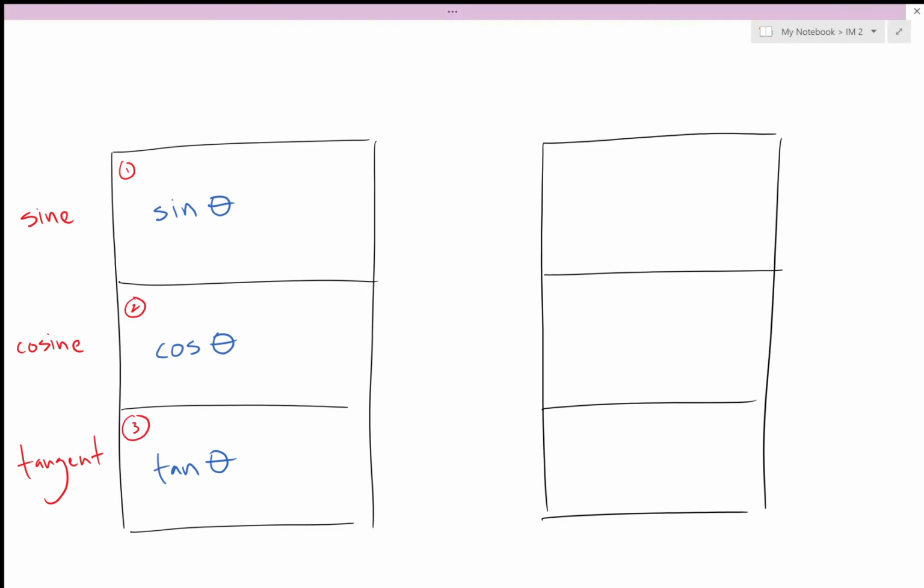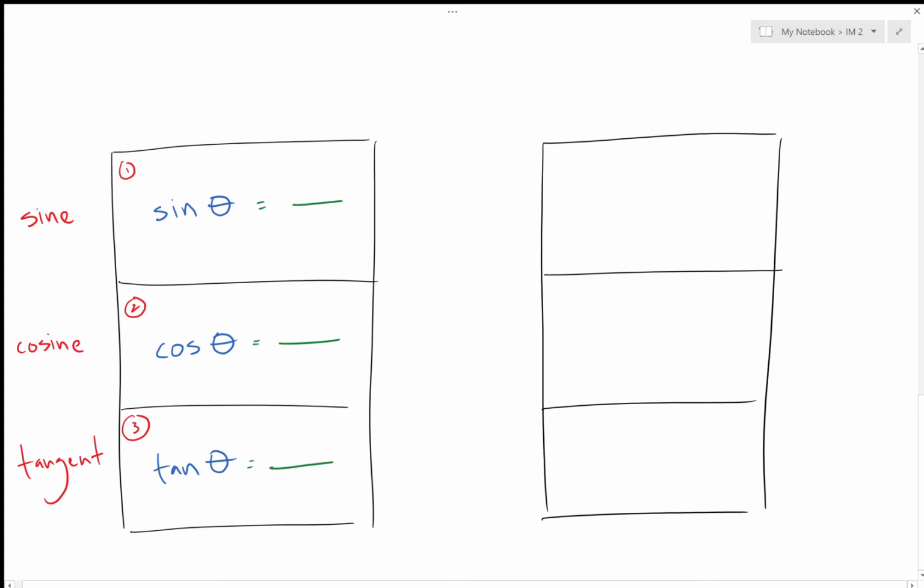Now what's important for us to understand is these are ratios, so they're going to be fractions here. And they're all different ones. So sine is a ratio of the opposite side over the hypotenuse side. So opposite over hypotenuse. Cosine is the ratio of the adjacent side over the hypotenuse. And then tangent is the opposite side over the adjacent side. So if we're able to remember the first 3, the other 3 trig functions are pretty easy.